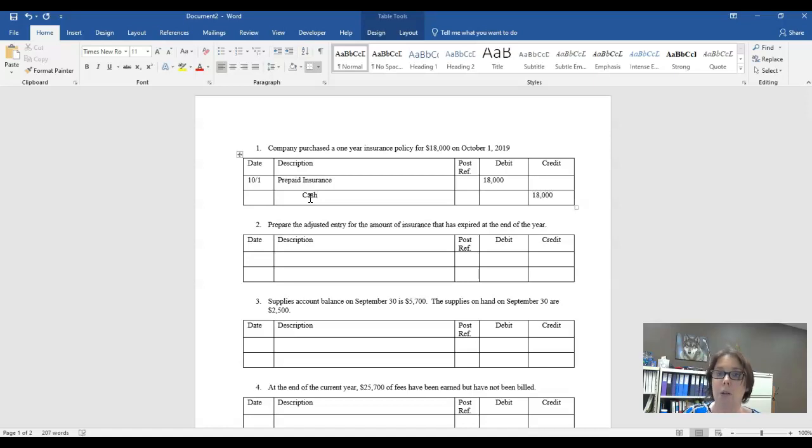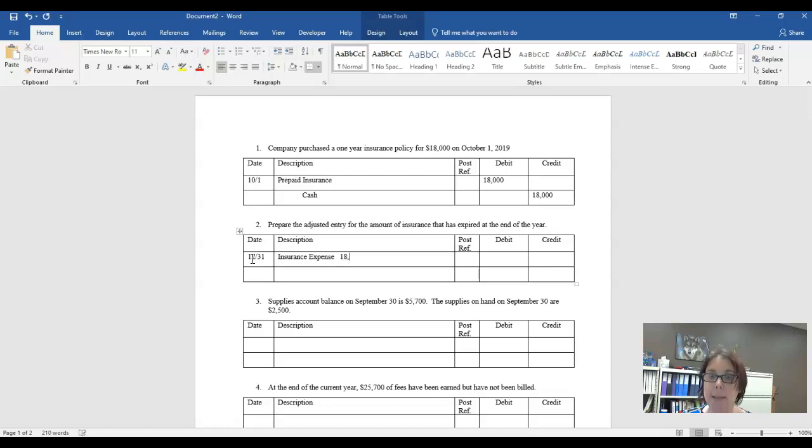Now, adjusting entries means that we have to do an adjustment at the end of the year for anything that has expired. So I want to prepare the adjusting entry for the amount of insurance that has expired at the end of the year. So for 12/31, I need to record insurance expense. And I need to figure out how much that is.